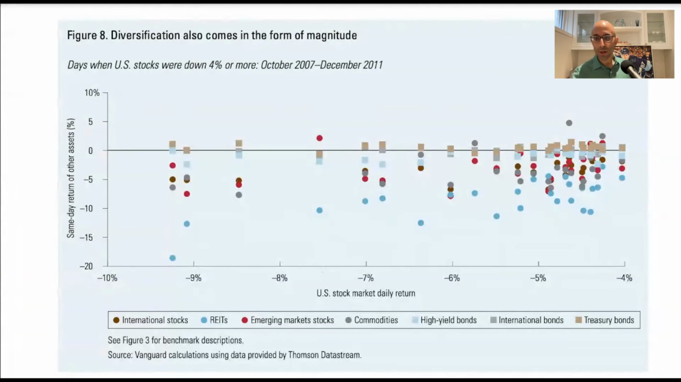Now, it's interesting to note that the only asset class here, truly speaking, that was almost always uncorrelated with US stocks in times of market crisis was US Treasury bonds. And they basically remained neutral, not falling on these bad days when the US stock market was nosediving. So, something to keep in mind.